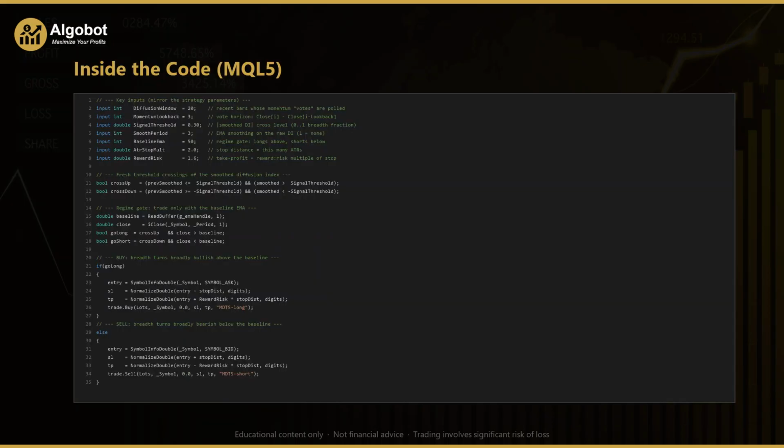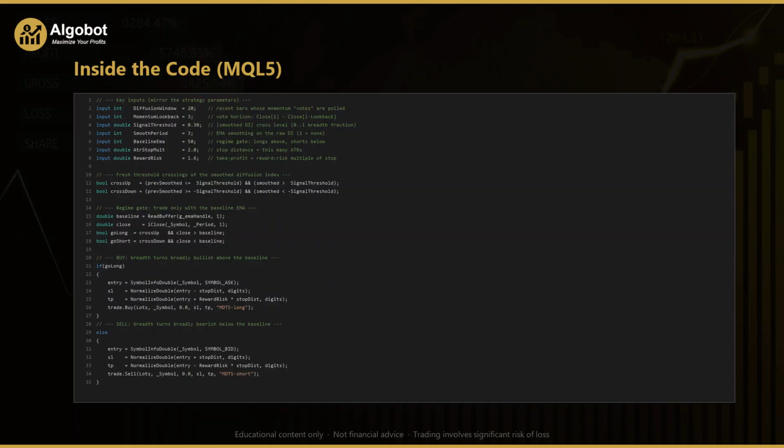Let's read through the code as it appears in MetaEditor. At the top are the inputs that shape everything. Diffusion window is 20, the number of recent bars whose momentum votes are polled. Momentum lookback is 3, the horizon each vote measures. Signal threshold is 0.30, the breadth level the smoothed index must cross.